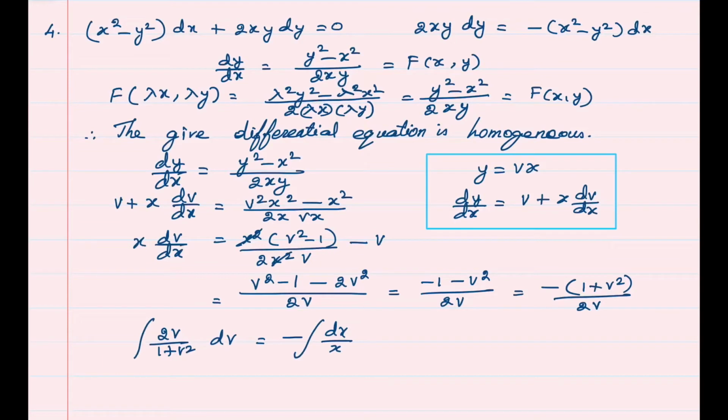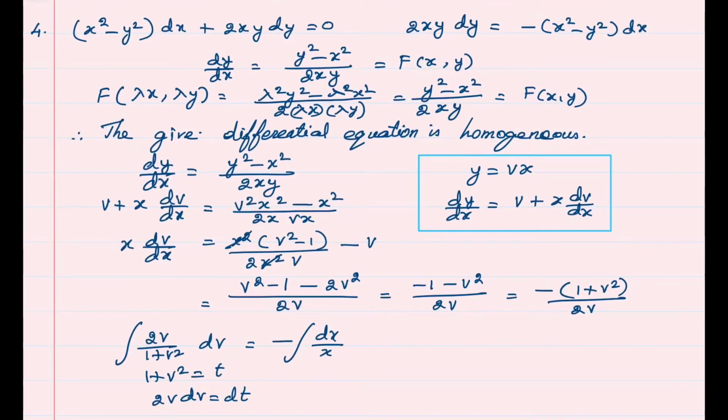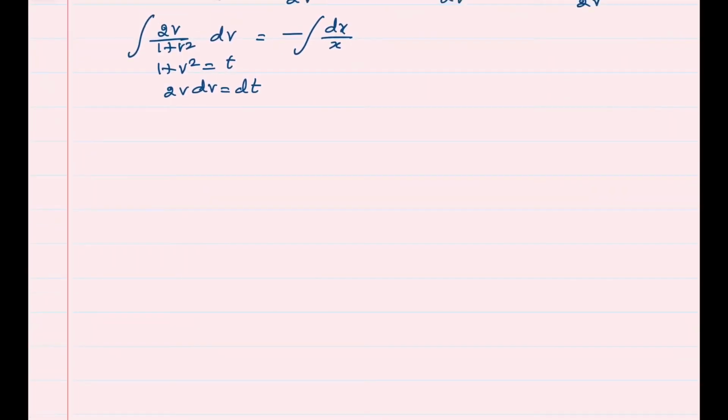We will integrate both sides. This left hand side is easy. We will substitute 1 plus v square as t. 2v dv is dt. I missed a word in the sentence, the given differential equation is homogeneous. Integral 2v dv divided by 1 plus v square is integral dt by t equal to minus integral dx divided by x.